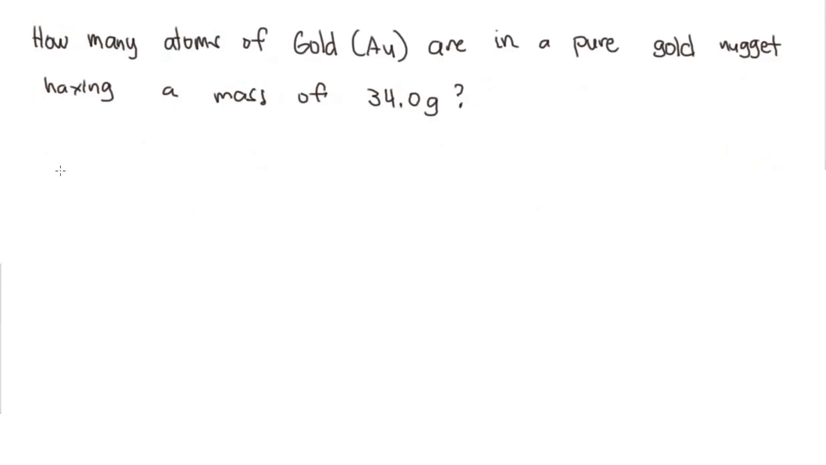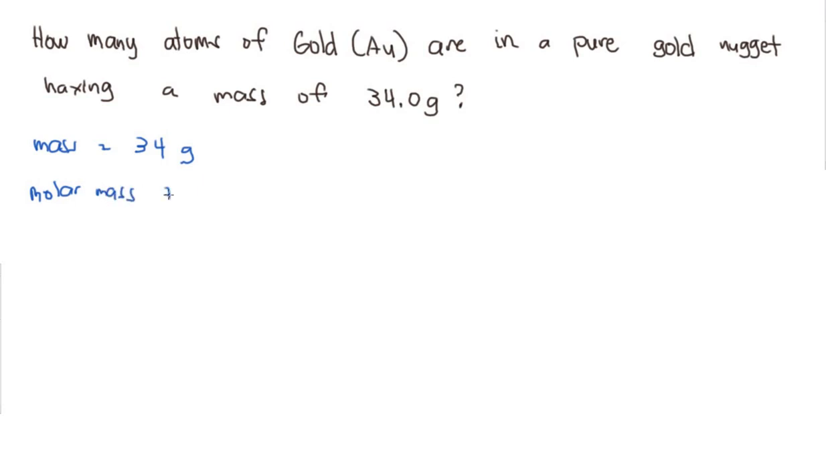Okay, so for this problem, the question is how many atoms of gold, or Au, are there in a pure gold nugget having a mass of 34 grams. So we have the given mass, which is 34 grams. The next step is to get the molar mass of the gold.